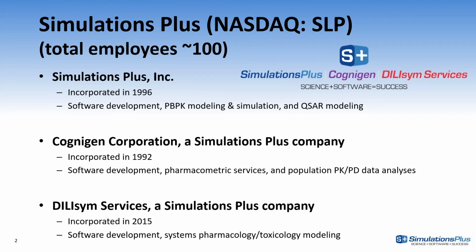Along with us, we have Cognigen Corporation out of Buffalo, a full-service pharmacometrics group focusing across clinical development and population and PK/PD. We also have DILIsym Services, which joined us in 2015, a software development company with their NAFLDsym and their DILIsym products in the systems pharmacology world.